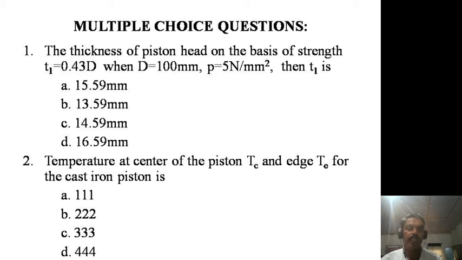Okay. So next, the second question is: the temperature at the center of the piston, TC, and at the edge, TE, for the cast iron piston is dash. So TC minus TE.